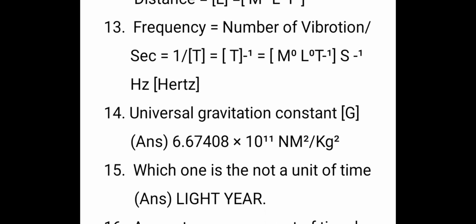Frequency, the number of vibrations per second, is the frequency. The number of waves travelling in a particular unit time at that point is known as the frequency. The unit of frequency is the hertz. 1 by T is equal to T inverse, so it means M naught L naught T inverse, per second. The unit is hertz.